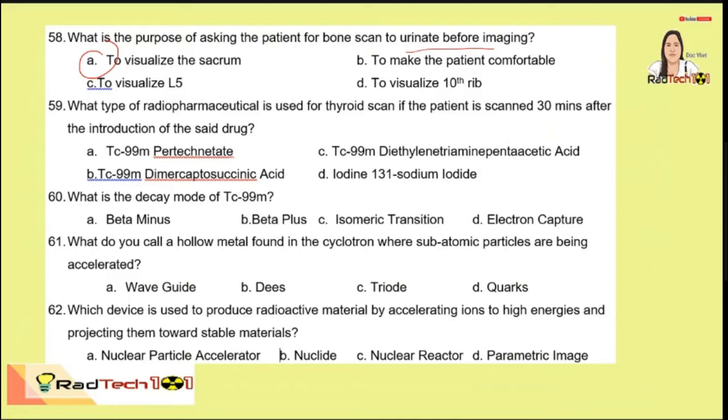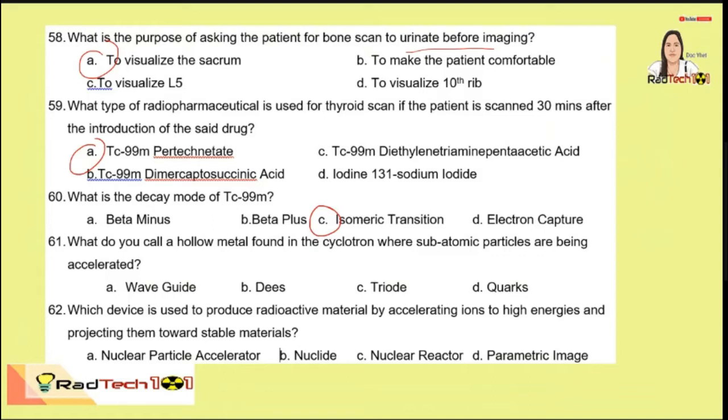59, what type of radiopharma is used for thyroid scan if the patient is scanned 30 minutes after the introduction of the said radiopharma? The correct answer is technetium-99m pertechnetate. Next, what is the decay mode of technetium-99m? Of course, since it produces gamma rays, it is isomeric transition from its parent, which is molybdenum-99.